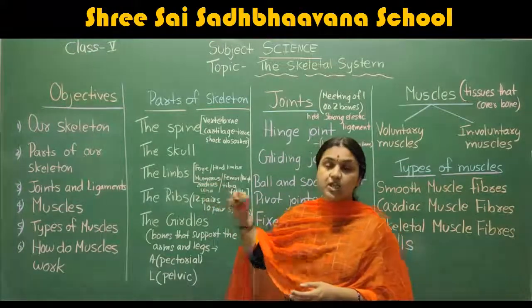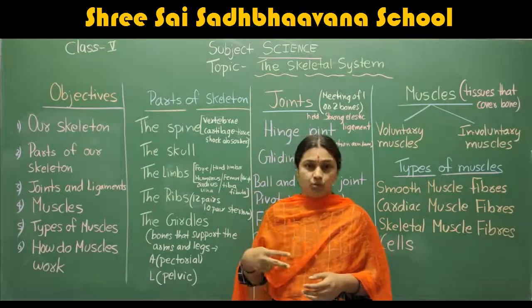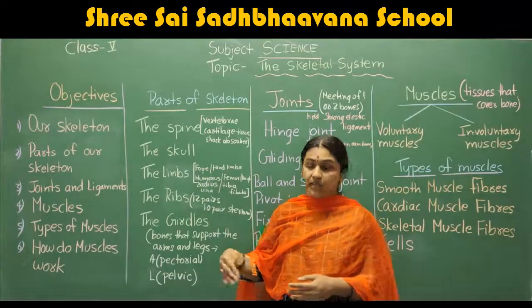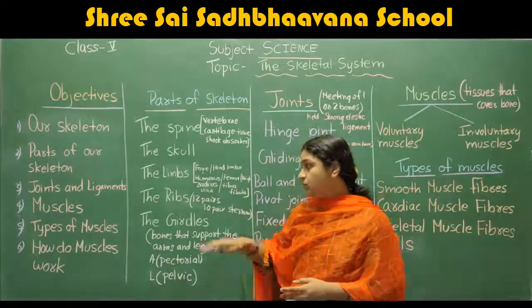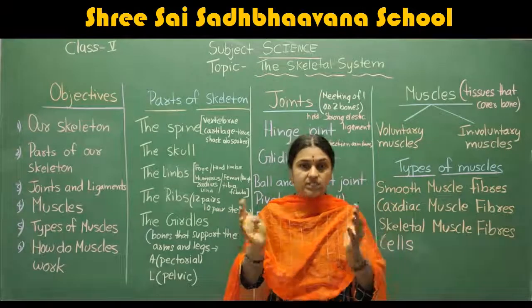The limbs are four: two upper limbs and two lower limbs. The upper limbs are called the forelimbs, and the lower limbs are called the hind limbs. Then we have the ribs. The ribs are the cages.